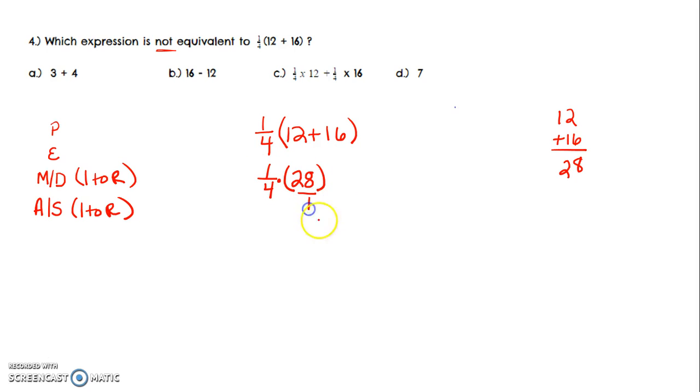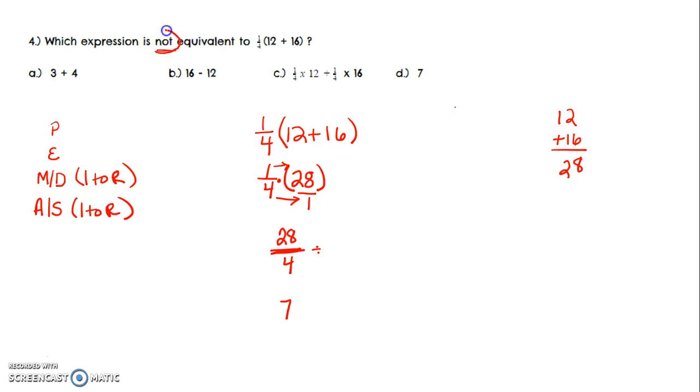28 is the same as 28 over 1. You could multiply straight across the top, straight across the bottom. 1 times 28 is 28. 4 times 1 is 4. So that means we're really taking 28 and dividing by 4. How many times does 4 go into 28? 4 goes into 28 7 times.